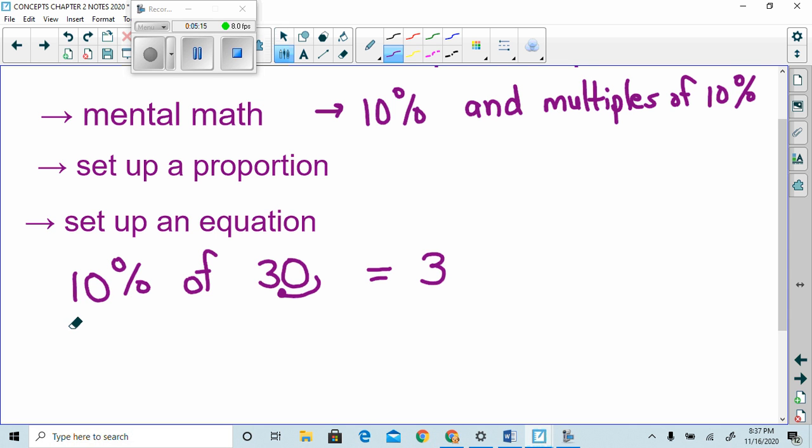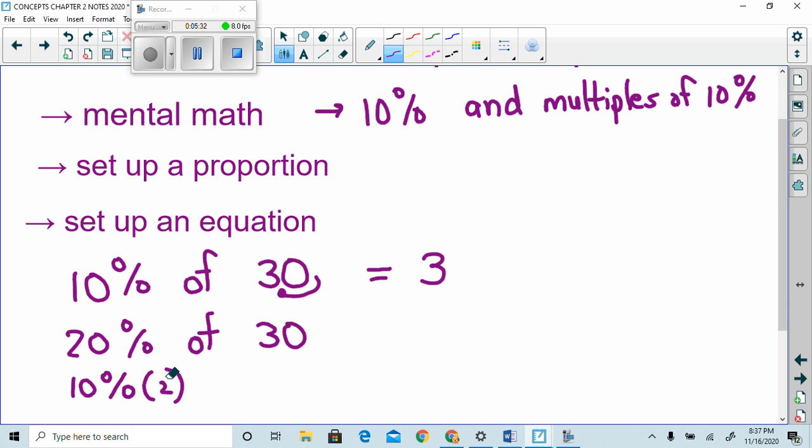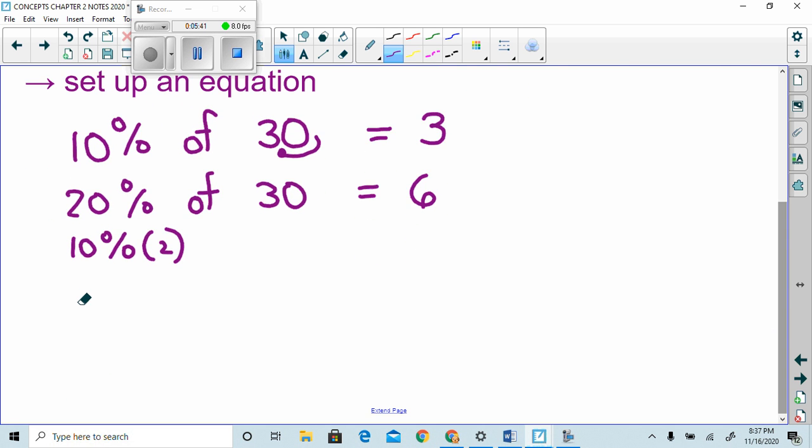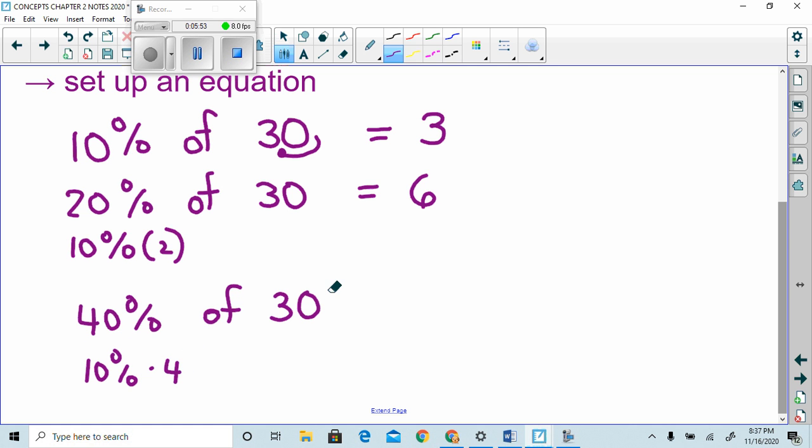It's getting smaller. If I wanted to calculate 20% and not set up a proportion or an equation, I'm going to recall that I can break down a number into other parts, and I can say that this is actually 10% times 2. Well, if 10% is 3, well then 3 times 2 is 6. What if I wanted to find 40% of 30? Well, this is 10% times 4, and 10% is 3, well, 3 times 4 is 12.